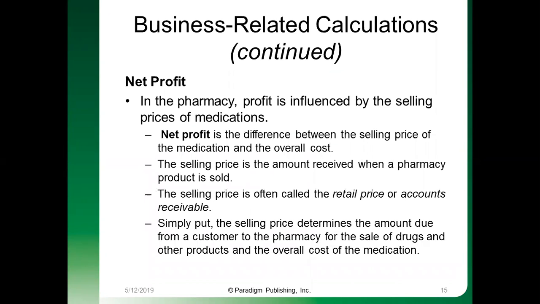So the net profit. In the pharmacy, profit is influenced by the selling price of medication. The net profit is the difference between the selling price of the medication and the overall cost. The selling price is the amount received when a pharmacy product is sold. The selling price is often called the retail price or the accounts receivable. Simply put, the selling price is the amount due from a customer to the pharmacy for the sale of drugs and other products, and the overall cost of the medication.